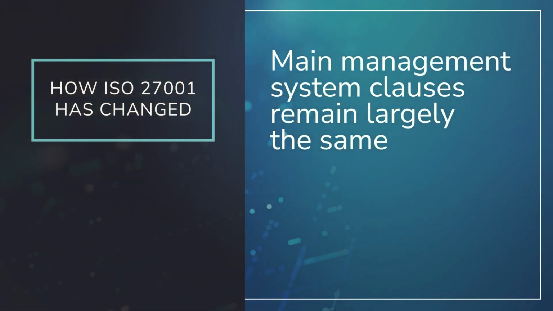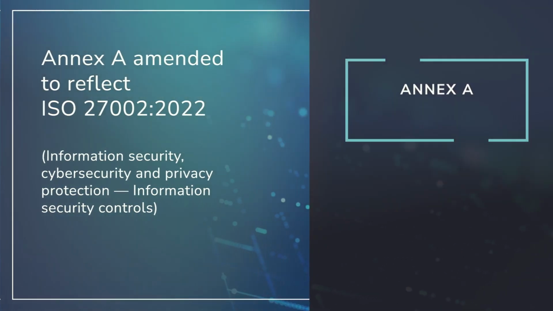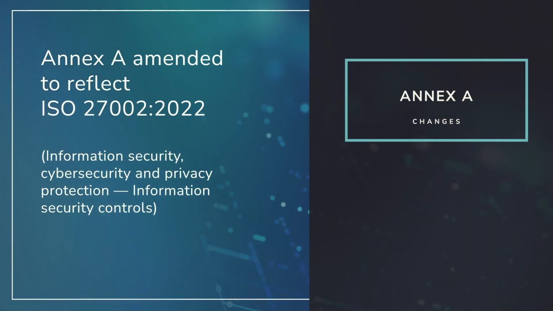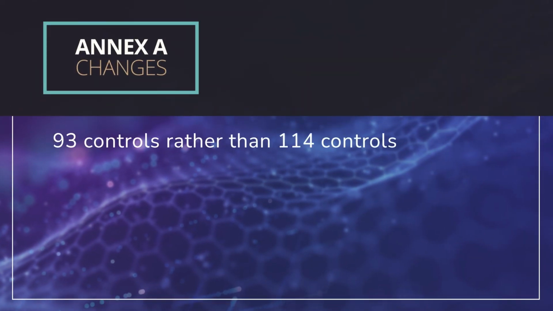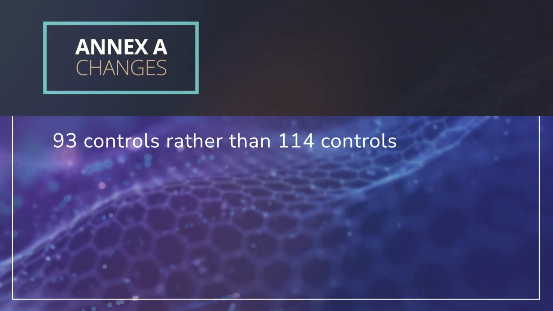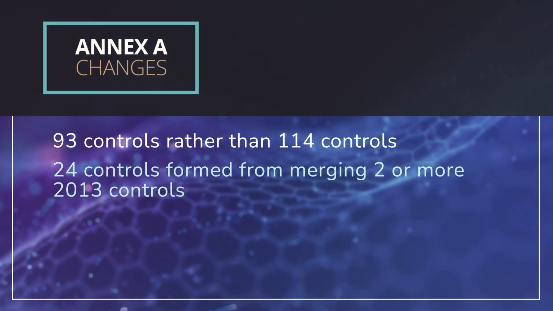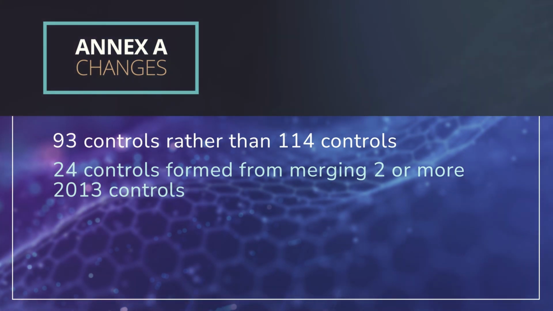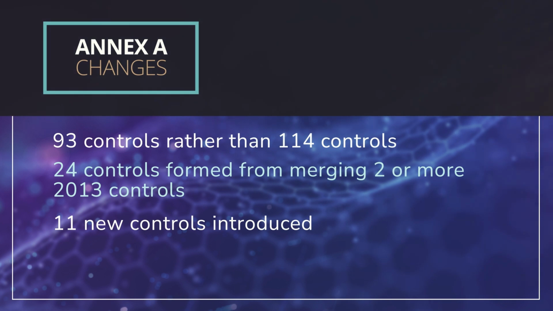The main change comes around Annex A, which now reflects the new version of ISO 27002, which was published in April 2022. There are now 93 controls, as opposed to 114 in the 2013 version. But don't let this fool you, because this is largely due to the fact that a number of controls from the old standard have been merged. Essentially, none of the guidance that was important before has been lost, and in fact there are also 11 new controls that have been added.